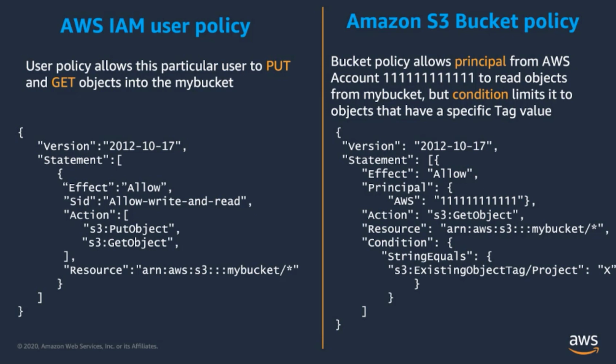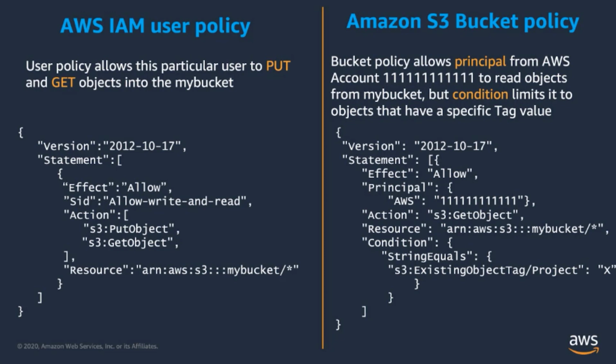So our actions are S3 put object and S3 get object, and our resource is arn:aws:s3:::mybucket/*. These are objects within that bucket, and our actions are put and get object, so those are object level actions, and so we have an object level resource.